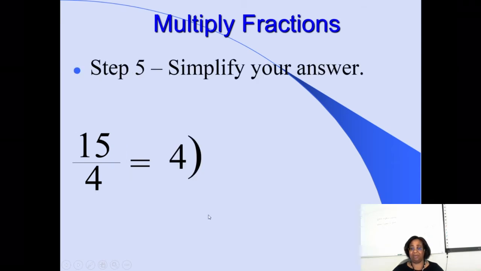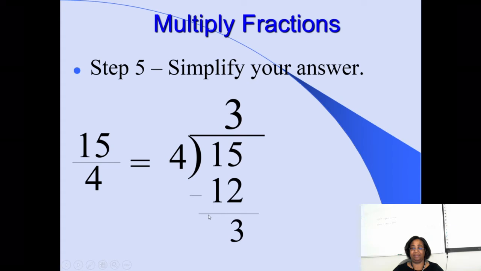So 15 divided by 4, 4 will go into 15 3 times. That leaves me with a 3. So what happens is the remainder here becomes my new numerator. And I keep the same denominator. So my mixed number is 3 3/4, and that is the answer. Can I reduce 3/4? No, I can't. 3 is a prime number, so as soon as you get a prime number, you pretty much know you're done. Okay?